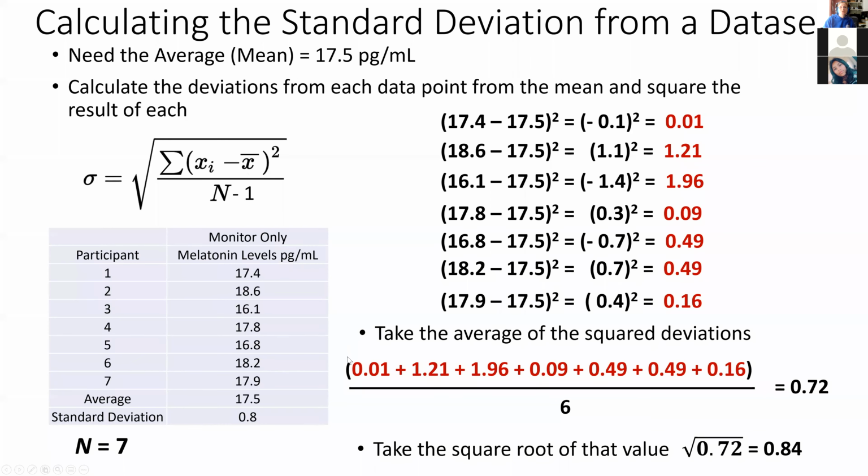And then I need to divide that by n minus 1. So my n number is 7, minus the 1 is 6. So that gives me a value of 0.72 in this case. And then you need to take the square root of that value, because that is also in our equation, and that gives me 0.84. So that is the value of my standard deviation for this data set.